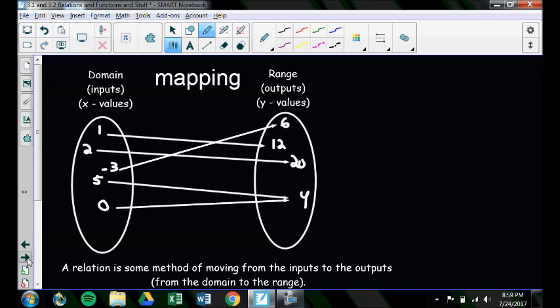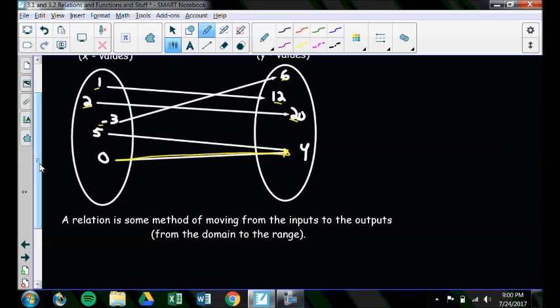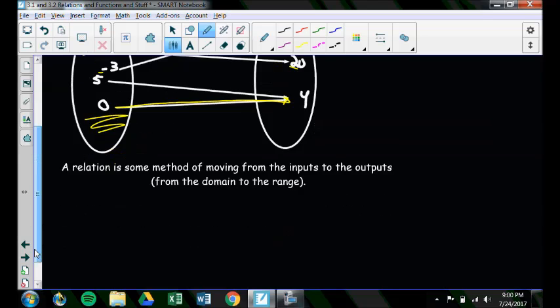There's a mapping to show relations. So here I've got the number 1 going to the number 12, and 2 goes to 20, negative 3 goes up here to 6. This is a mapping. A mapping takes the domain, meaning all the inputs, or all the x values, and maps them to the range. Range means all the outputs, or all the y values. Domain is kind of the first set, range is the second set. All the numbers in that first set are called the domain. A relation is some method of moving from the inputs to the outputs, or from the domain to the range. And these numbers right now don't mean anything to us, but we can find ways to make them mean things to us.